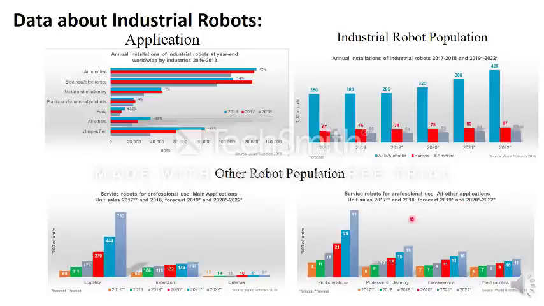So these are the things. This is the forecast of service robots for professional use and for other applications. You can see there is a huge market for robots in the coming years. So this is the data about the industrial robots need in the world. Okay, we will move on to the next slide.